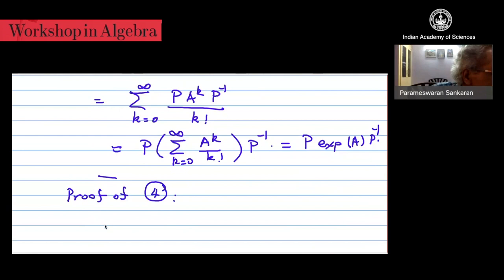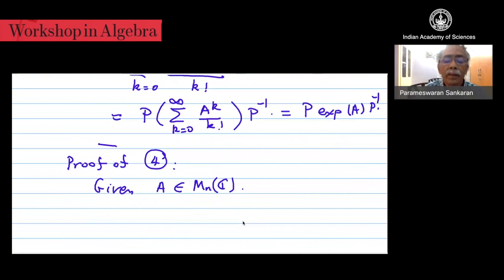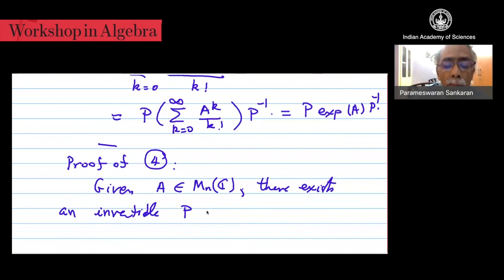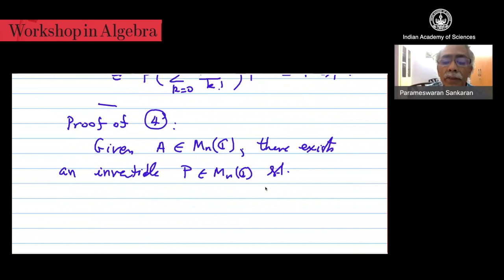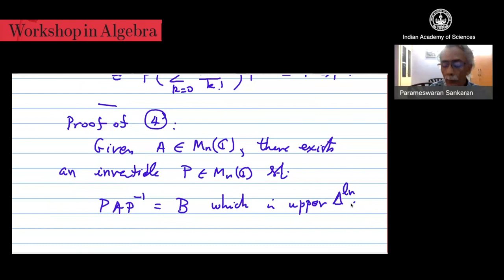Given any matrix A in Mn of C, it can be upper triangularized, if you recall that statement. There exists an invertible matrix P in Mn of C such that, even if you choose the entries of A to be real, you may have to go to complex numbers, depending on where the eigenvalues live, such that P A P inverse is equal to some matrix which I will call B, which is upper triangular.